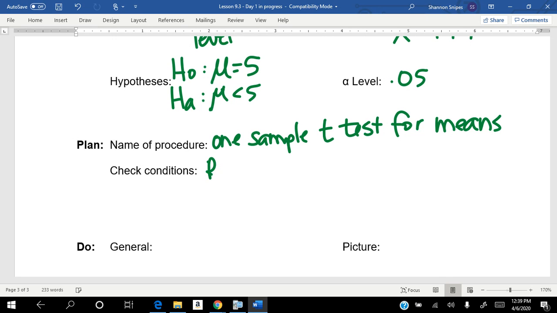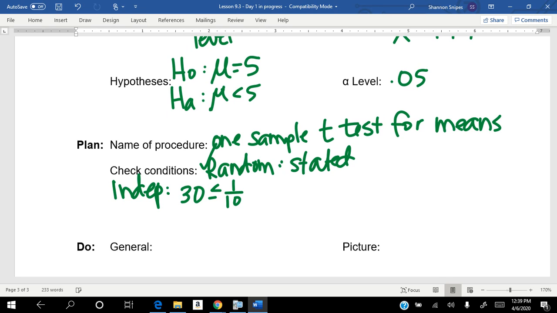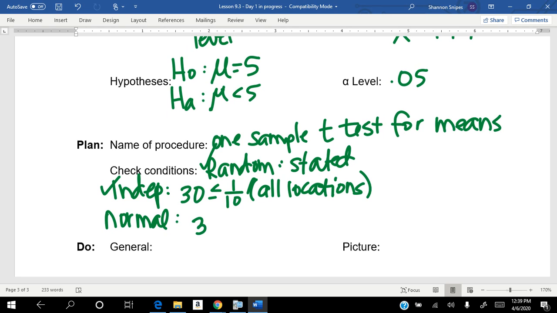All right, so the conditions, random. Check, it was stated in the problem. Independence. Our sample size was 30. So we did a sample size of 30 randomly chosen locations along the stream. So is 30 less than or equal to 1/10 of all the locations down the stream? I think it's safe to assume. And then normal, since 30 is greater than or equal to 30, the central limit theorem applies. So we are able to say the sampling distribution is normal.